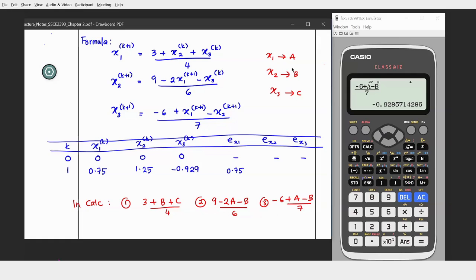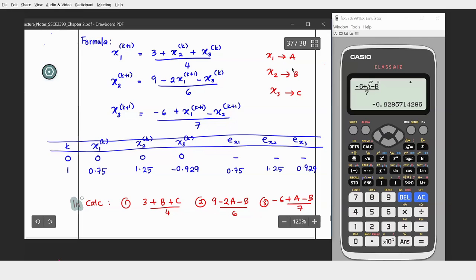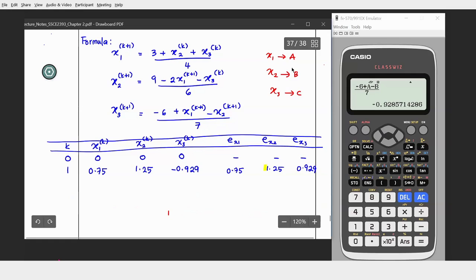Okay. So in terms of error, so this is 1.25, this is 0.929. Alright. So the maximum error is 1.25. Okay, so 1.25 is way greater than the given epsilon. So meaning that you need to proceed further. Okay, meaning that you need to proceed to k equals 2.